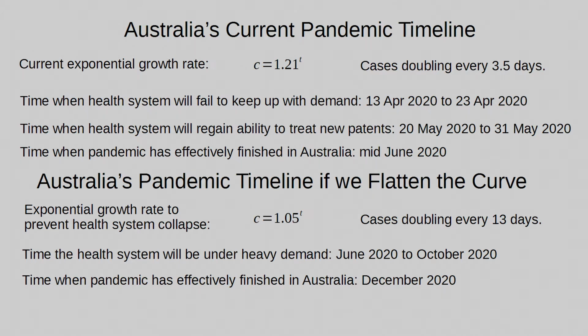That's when it's likely to start having problems, and they will not have the ability to treat patients again until sometime between the 20th of May and the 31st of May. If everything goes according to this model, the majority of infections would be over by the middle of June.